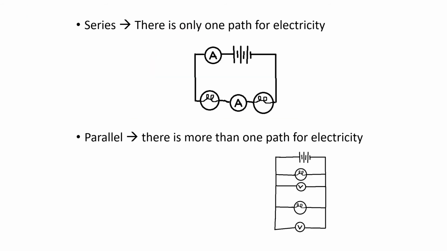Okay. So now that we understand a few different things, we're going to go on to another definition. The first one right here is the term series. Series means there is only one path for the electricity. So if the electricity is traveling around, it can only go through here. The electrons must go through this light bulb right here. Then it must go through this ammeter. Then it must go through this light bulb. Then it must go through this one right here. Okay, so this is called series.